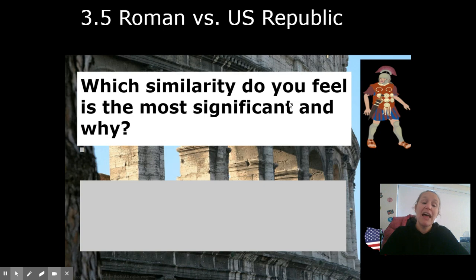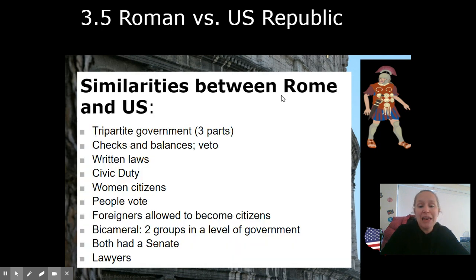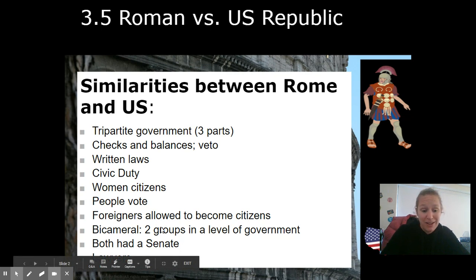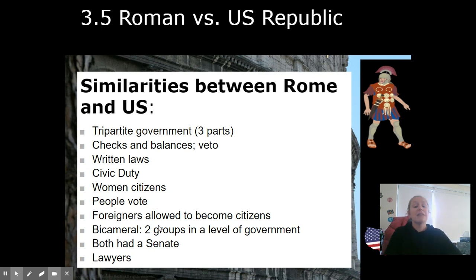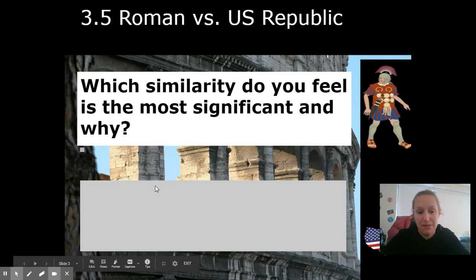All right, so out of those things we just saw on that slide, what I want you to do on this slide is tell me which similarity you think is the most significant and why. Any of these are fine. Just tell me why you think it's the most important. If you want to put three parts, perfect, but tell me why. If you want to put written laws, great, tell me why. So pick one of these and tell me why you think it's the most significant.